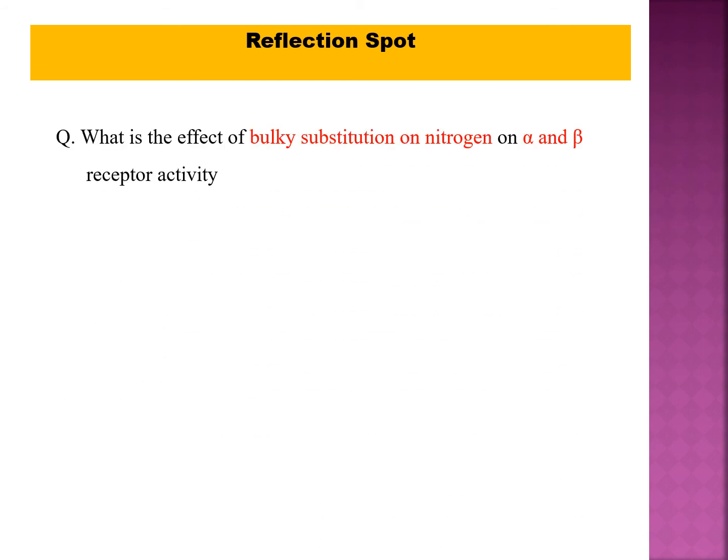Now, reflection spot. What is the effect of bulky substitution on nitrogen on alpha and beta receptor activity? So you think and write down your answer.